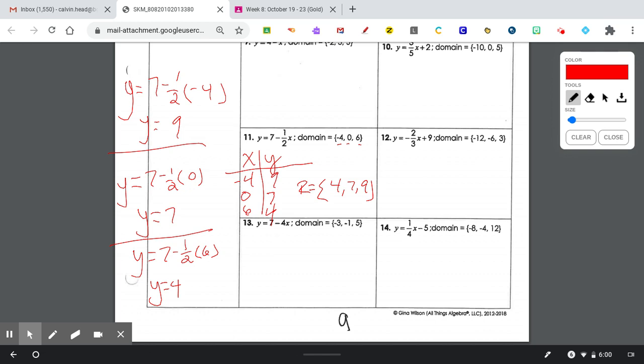All right. So that's all you're doing, is just substituting them in and solving them. Again, use your calculator. Just substitute them in correctly and then use your calculator to get those outputs.